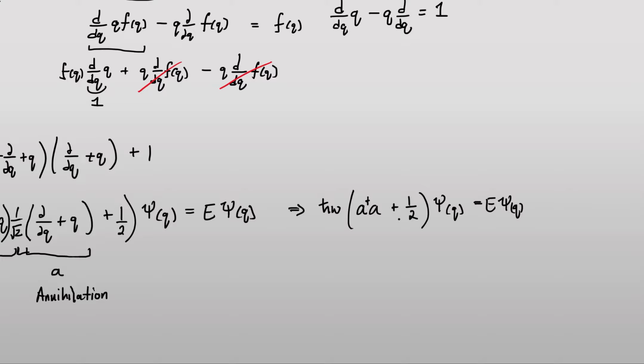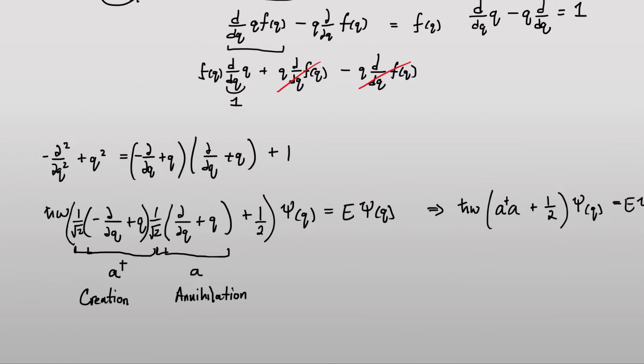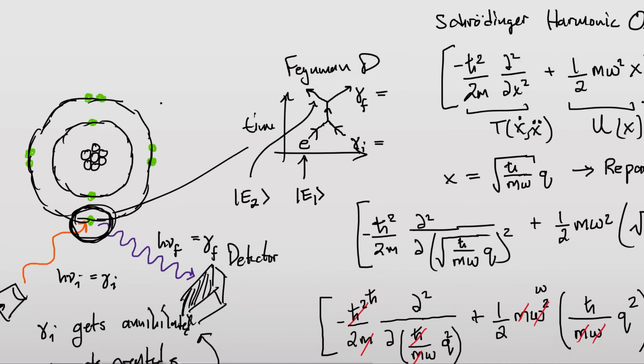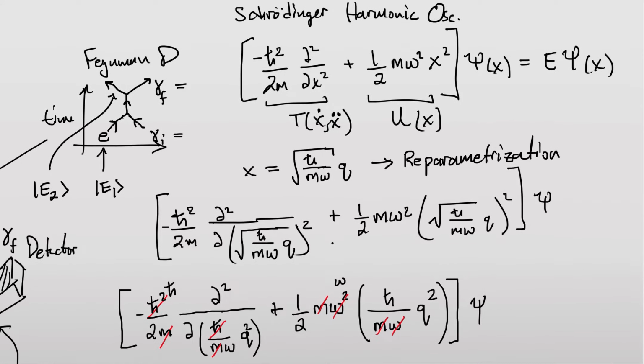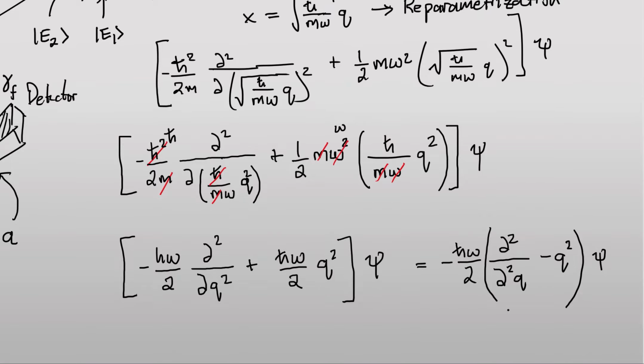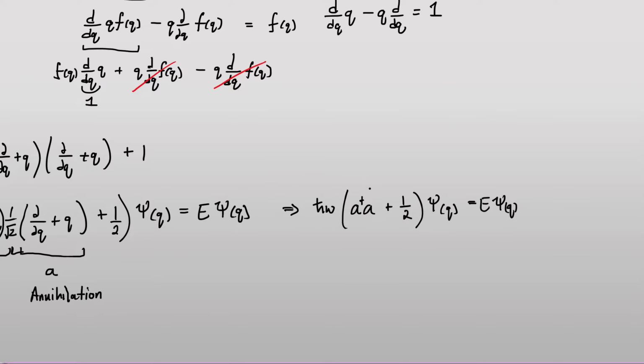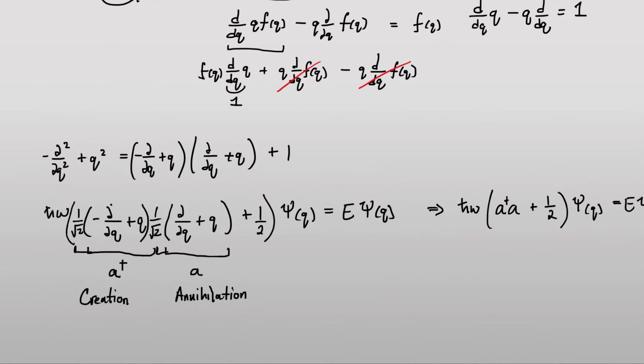So this right here, this is our Schrodinger equation, because all we did was we reparameterized, right? We simplified, and we got down to this equation. And this equation is the same thing as this equation. We're just defining our creation and annihilation operators now.